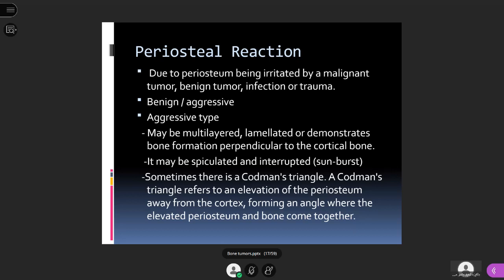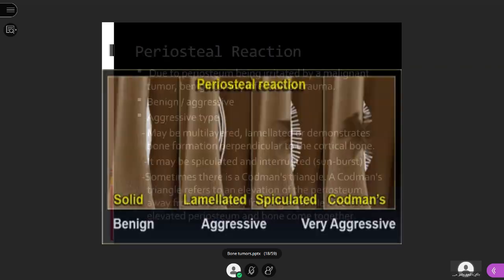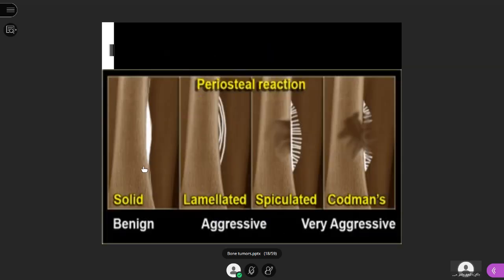What is the aggressive one? Aggressive can be multi-layered, lamellated, or demonstrate bone formation perpendicular to the cortical bone. This is called sunburst type of periosteal reaction. Sometimes there is a Codman's triangle. What is Codman's triangle? Codman's triangle refers to an elevation of the periosteum away from the cortex, forming an angle where the elevated periosteum and bone come together. See this. These are the different varieties of periosteal reaction.